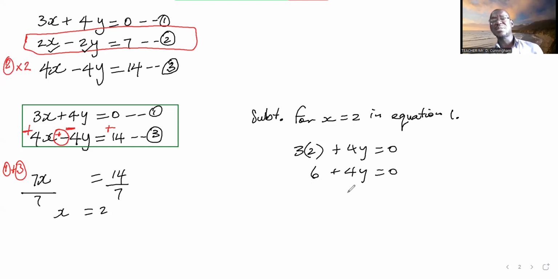I'm going to take the 6 to the other side, so to speak. I'm actually subtracting 6. So that will be 0 minus 6. So 4y is equal to negative 6.